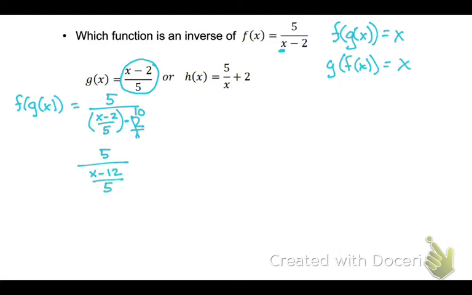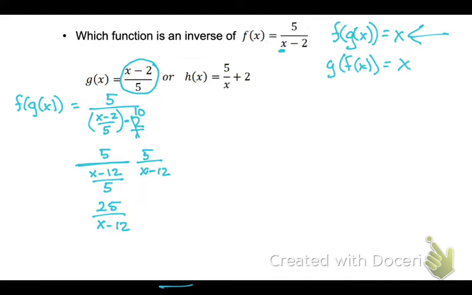Now I have to multiply by the reciprocal, which would be 5 over x minus 12. Yes? And so I would get 25 over x minus 12. Okay, if these were inverses, what did I have to get? X. Did I get x? No, I got far from x, didn't I?